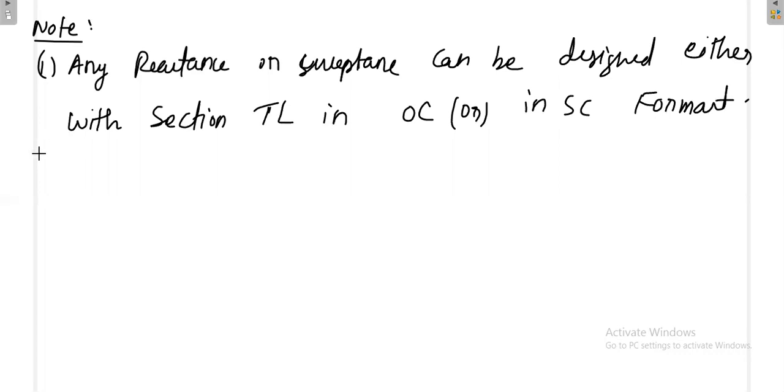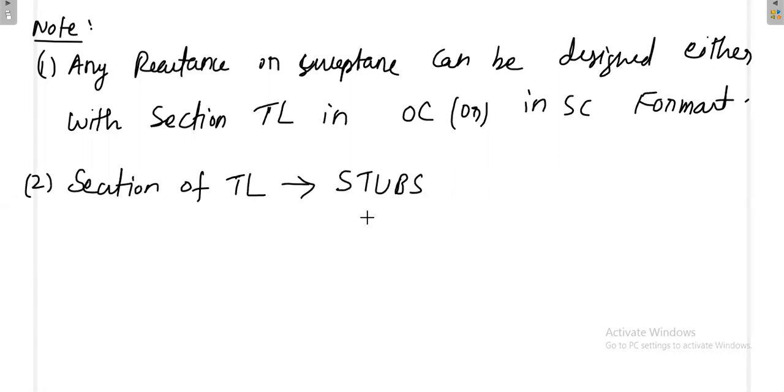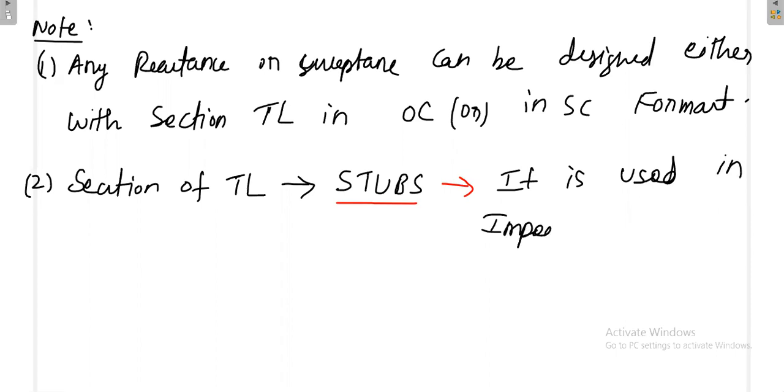Okay, then the section of the transmission line is always called as stubs. Small section of transmission line is called as stubs. Stub is very important, because it is used in impedance matching. Then what is the use of stub? It is used in impedance matching.